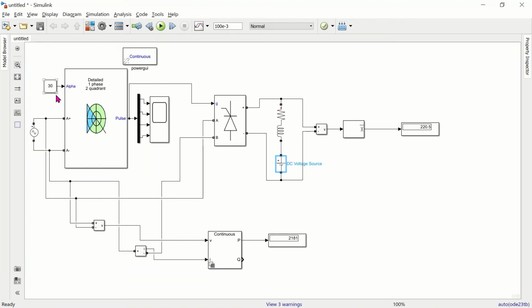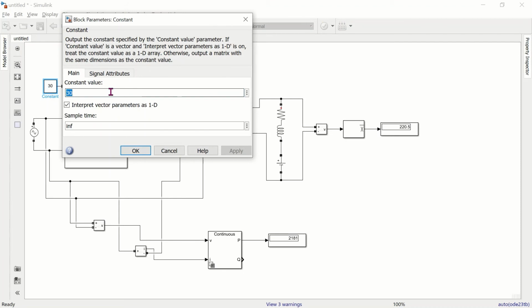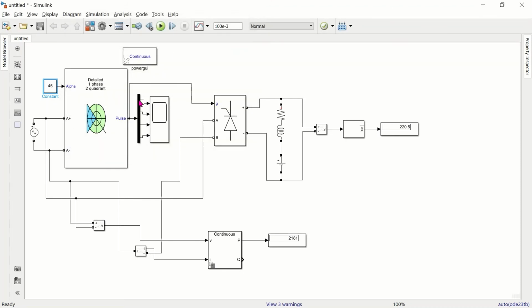For 30° alpha, I am getting the DC output equal to 220.5. For this case, the power is positive. The power is flowing from source to load side. Now we will operate for a different firing angle and check the result. For 45°, for the increasing firing angle, the output voltage is decreasing.